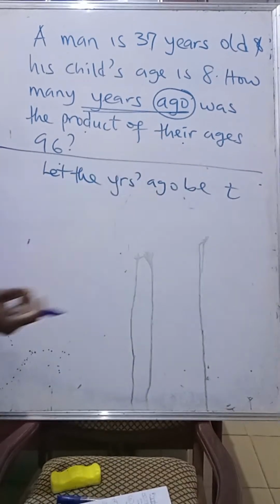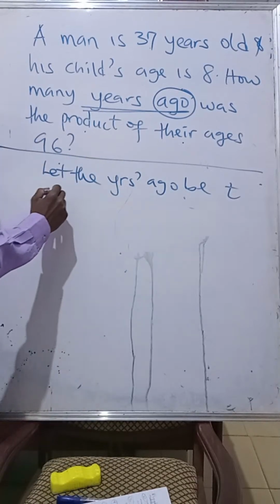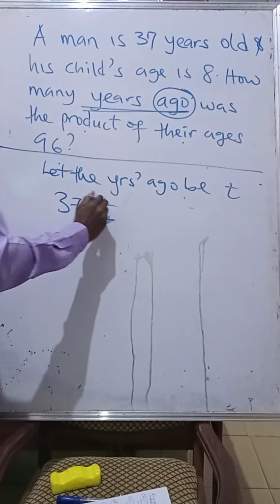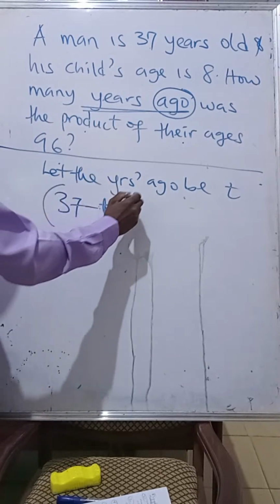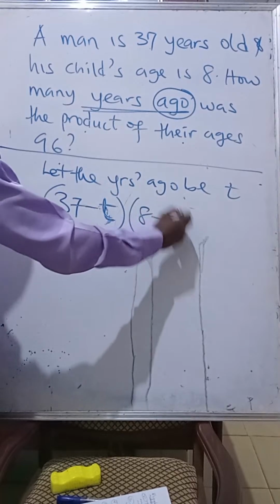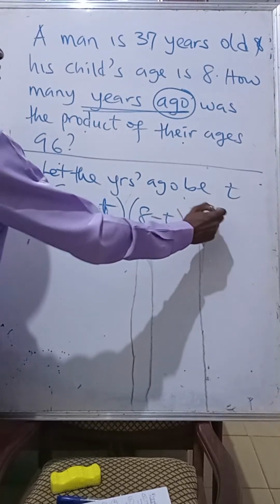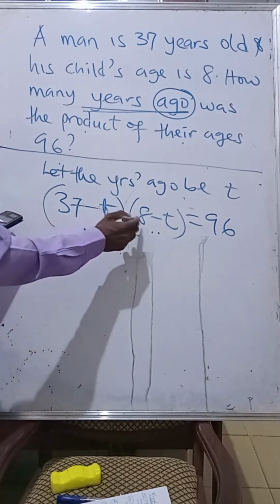So if, for example, you are 37 years now, let's imagine 5 years ago, that means the man will be 37 minus 5. But that number of years ago, we don't know. So it's going to be 37 minus t, that's the number of years some years back. Then the child also will be 8 minus t. And the product of their ages is 96. So that's what we have in that case. Then we can do the expansion. Okay, let me get a calculator. So that will be 37 times 8.